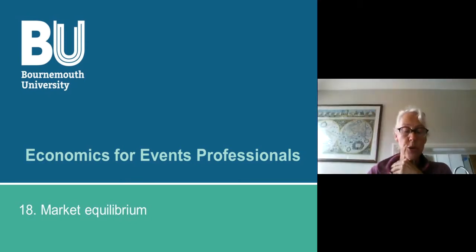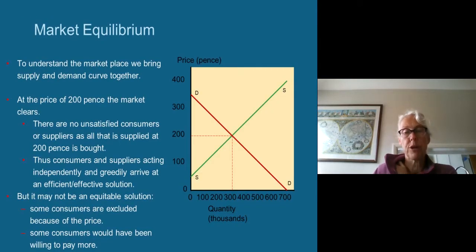Hello, so in this recording I'm going to talk about market equilibrium. Now market equilibrium is where we bring supply and demand curves together. So in the graph on the right hand side I've got the supply curve in green, and that slopes up because suppliers, as the price increases, would want to supply more, and then we've got the demand curve which slopes down, and here we have the opposite effect because as the price increases demand will drop.